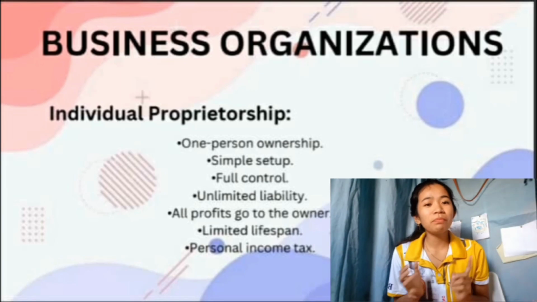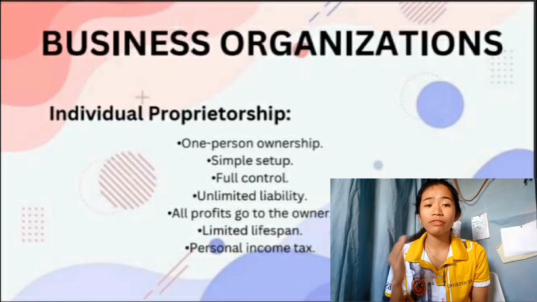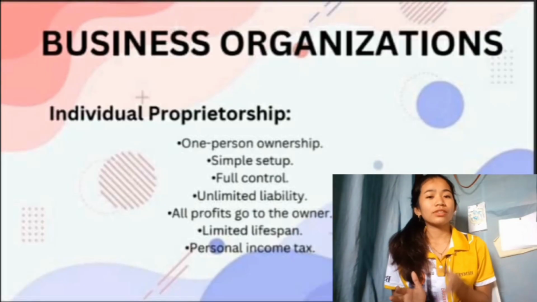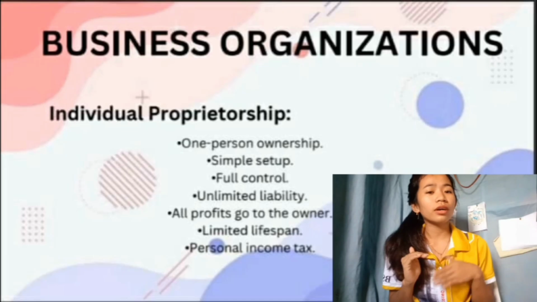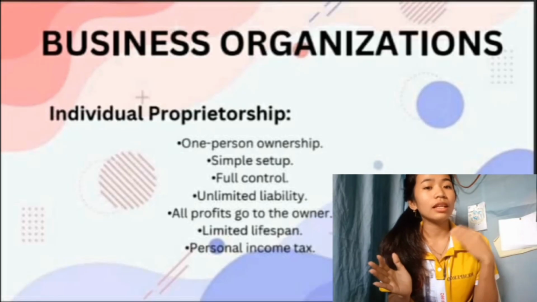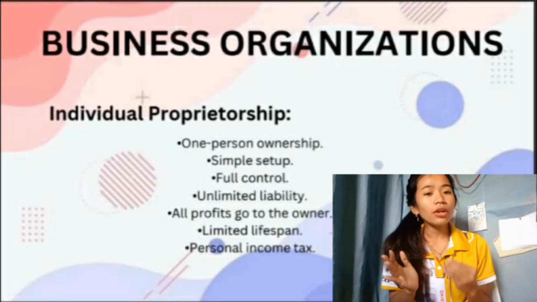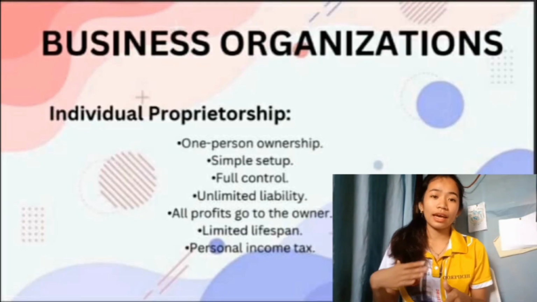This means if the business has debts or losses, the owner's personal money or property might be used to pay for it. Then, all profits go to the owner. Since there are no partners, all the earnings or the profit belong to the owner alone. It also has a limited lifespan. If the owner dies or stops running the business, it usually ends too.